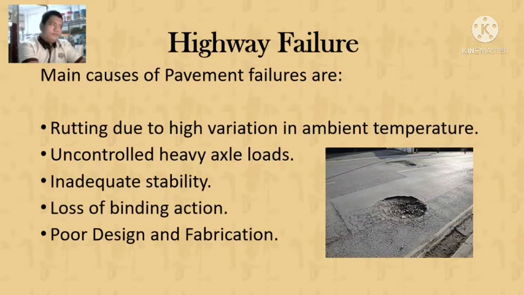Highway failure. The main causes of pavement failures are rotting due to high variation in ambient temperature. In rainy weather, water can seep through gaps between aggregates and asphalt and act under tire pressure. As a result, the bitumen becomes more brittle, cracks appear, leading consequently to a shorter pavement life.